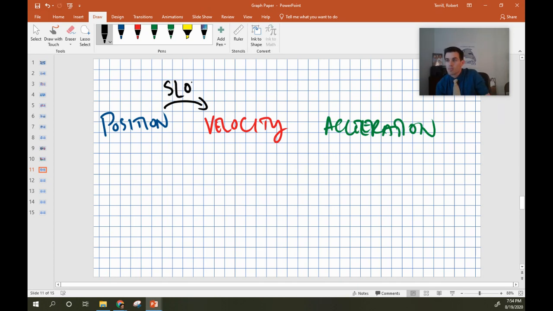Using the slope from the position graph, we can figure out velocity information. Using the slope from the velocity graph, we can figure out acceleration information. Using the area under the curve on an acceleration graph, we can start figuring out what's happening with the velocity. And using the velocity graph, we can figure out information about the area.